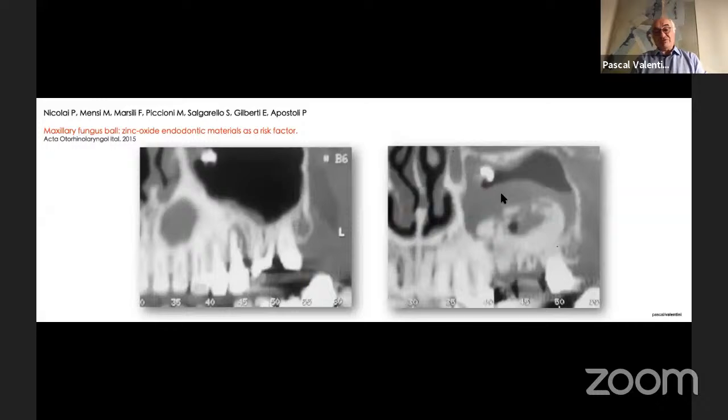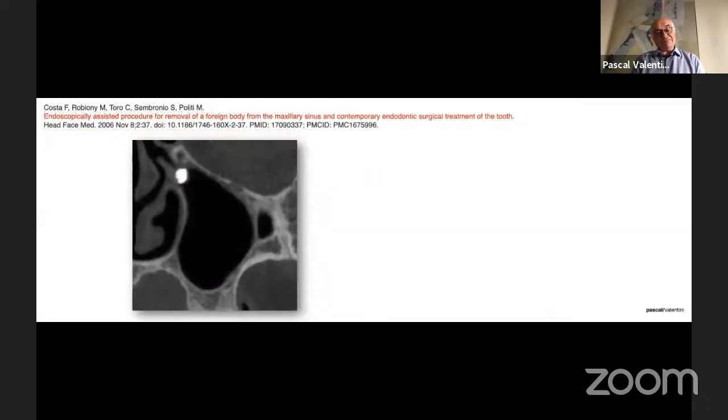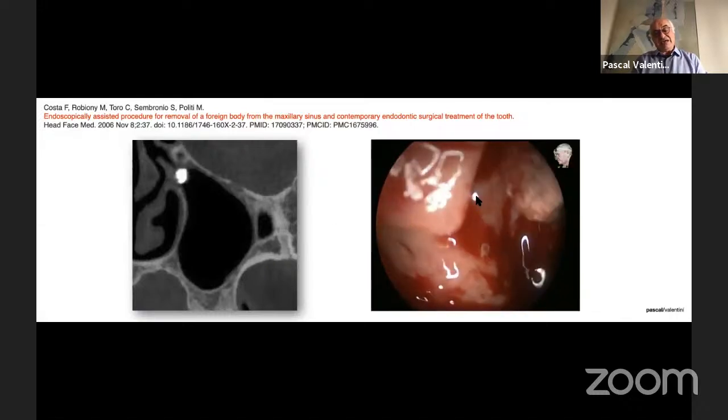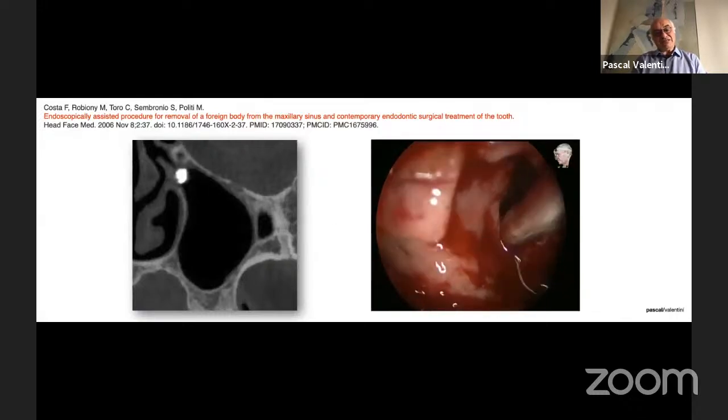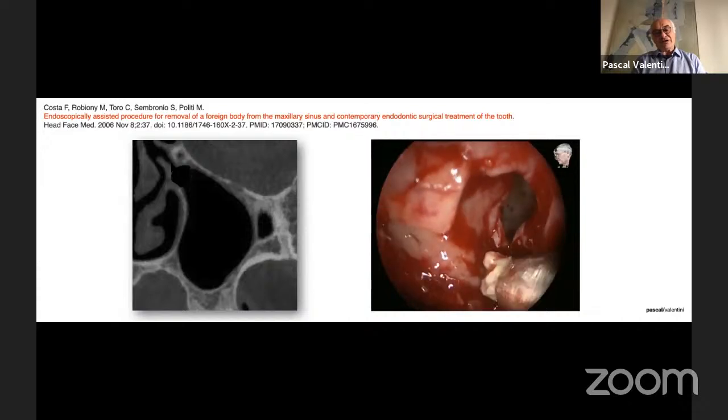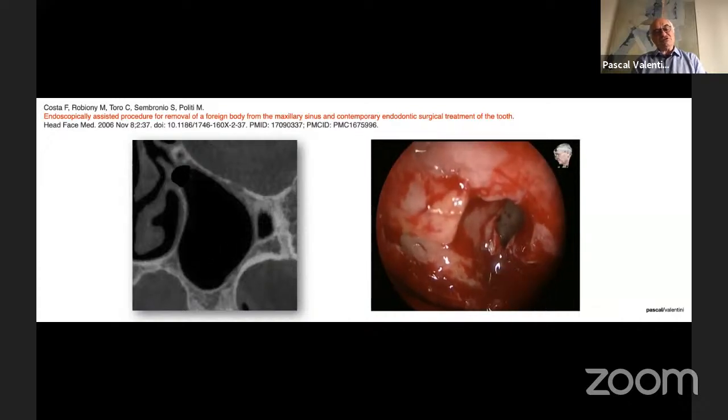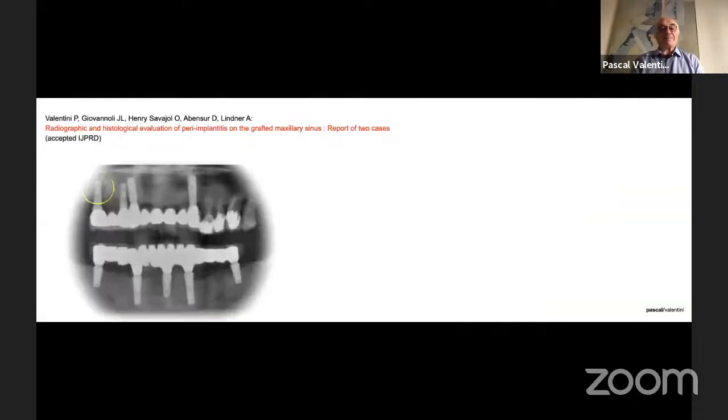So in order to prevent this, every time we have this kind of endodontic paste remnant within the sinus cavity, the best thing to do is to refer the patient to the ENT in order for him to remove this endodontic paste remnant before we perform the surgery. And right now, there is no more risk to get any aspergillosis.